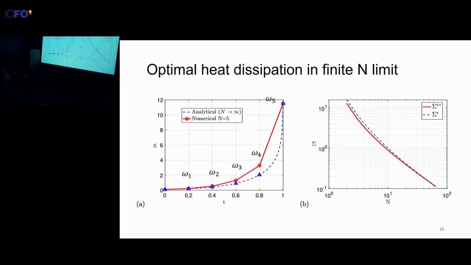And we are comparing with the analytical one, which is the one where we take the number of collisions to infinity, and we got a continuous curve. And then we sample 5 points to compare the heat dissipation there.